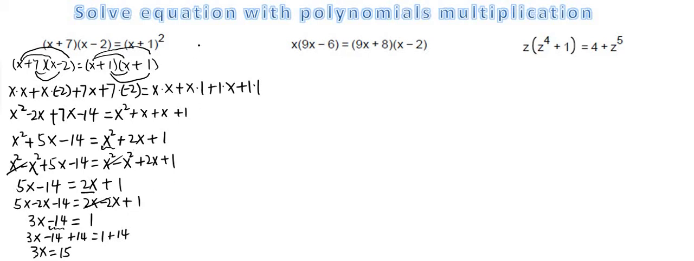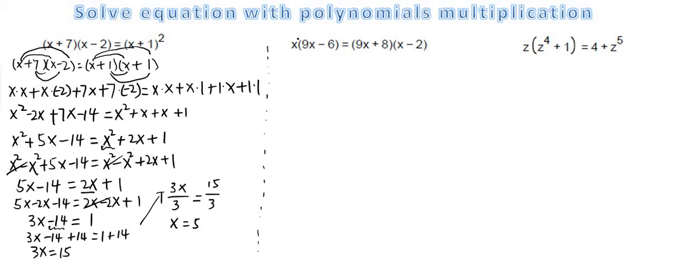And then we can do the division. We let both sides be divided by 3. So we have x equals 5. Okay, now let's take a look at the second example.